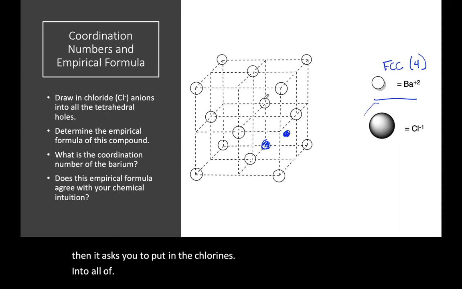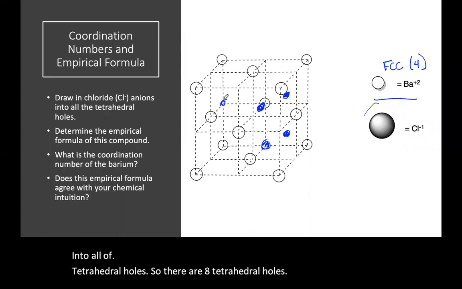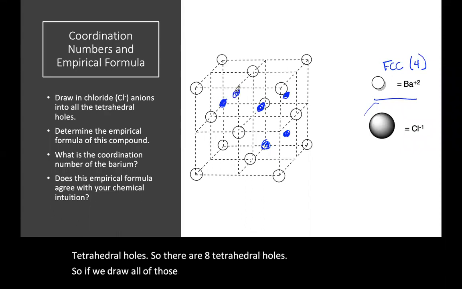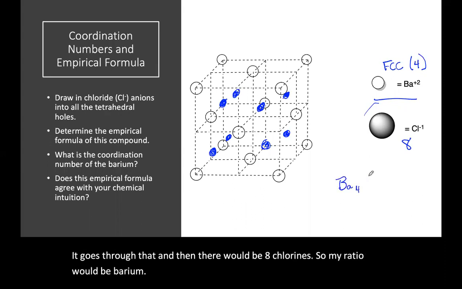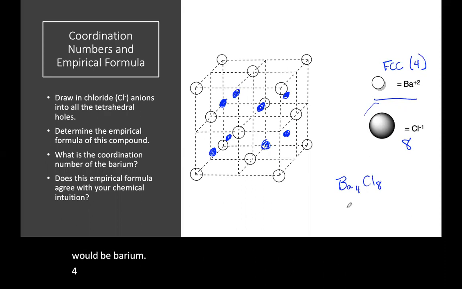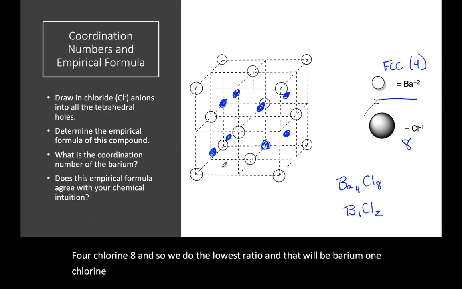tetrahedral holes. So there are 8 tetrahedral holes. So if we draw all of those in, that goes like that, and then there would be 8 chlorines. So my ratio would be barium 4, chlorine 8, and so we do the lowest ratio, and that will be barium 1, chlorine 2, and one of the questions you are asked is, does this agree with your chemical intuition?